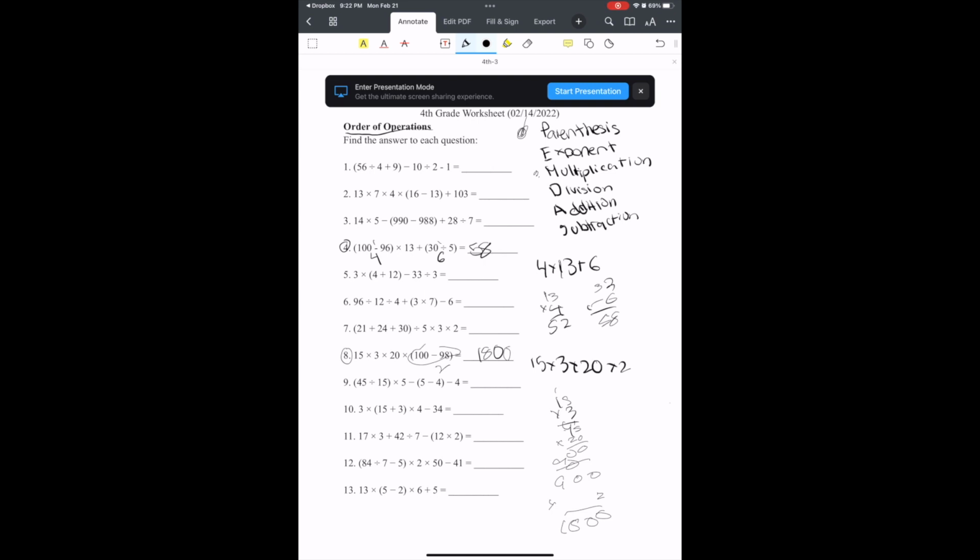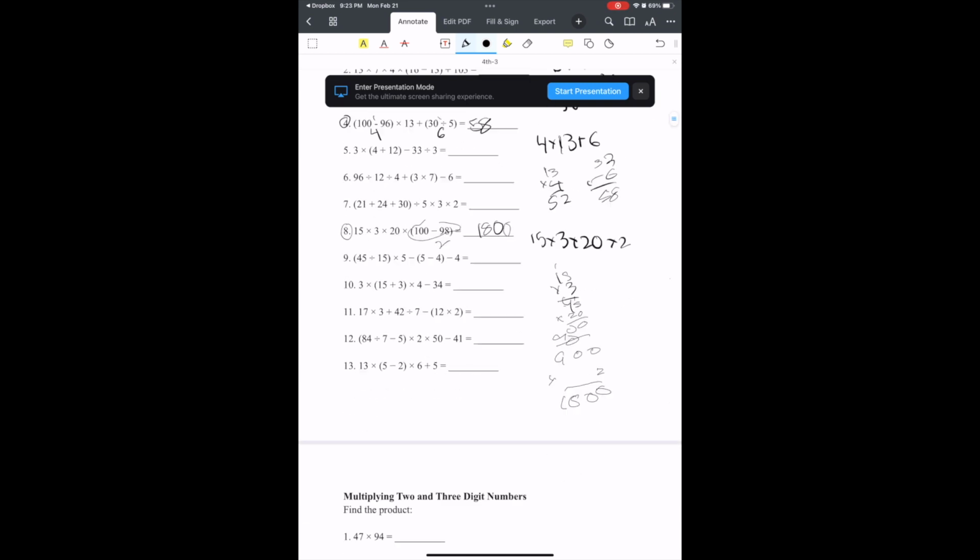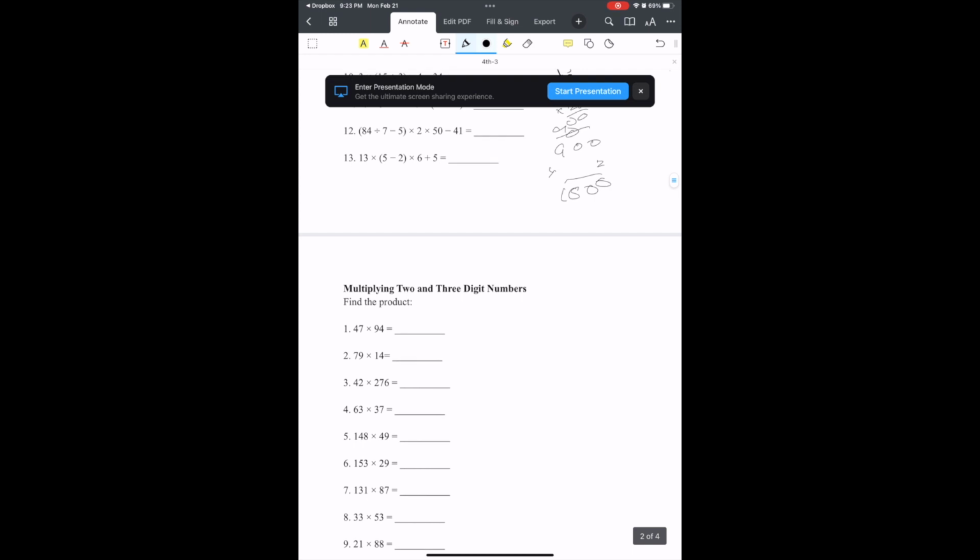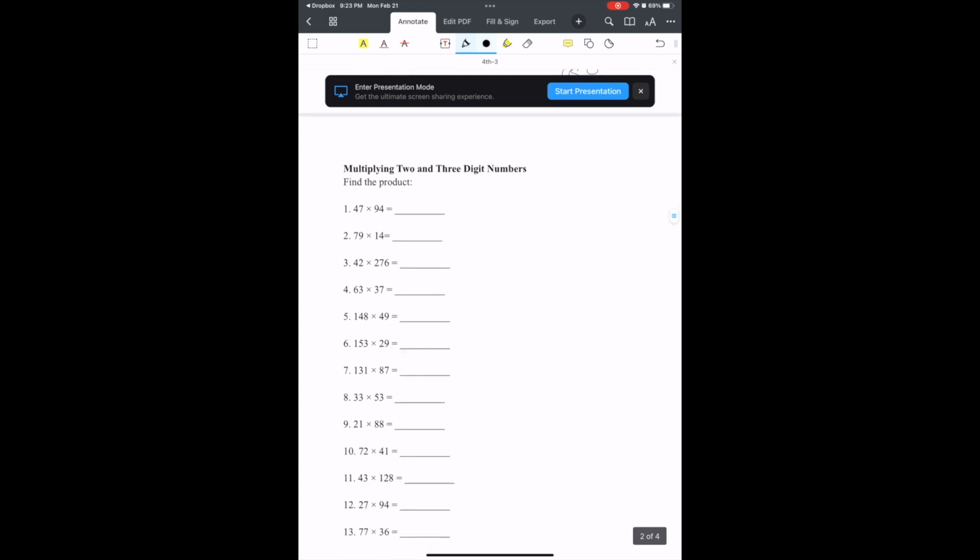Since we have no more space, I think you guys are ready to go to multiplying 2 and 3-digit numbers. Again, multiplying 2 and 3-digit numbers is really hard, so we're going to spend some time with this. Let's start with number 1. What you want to do is align 47 times 94. You want to multiply this first number by this number and this number.